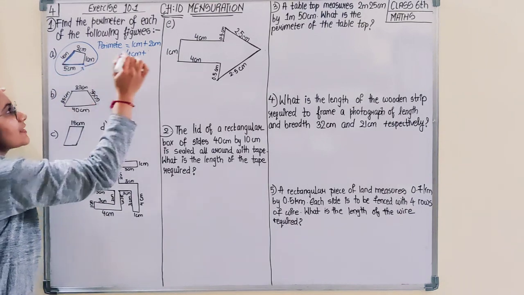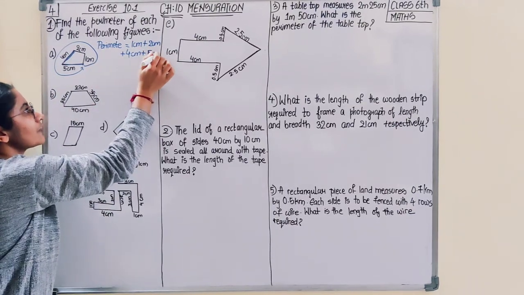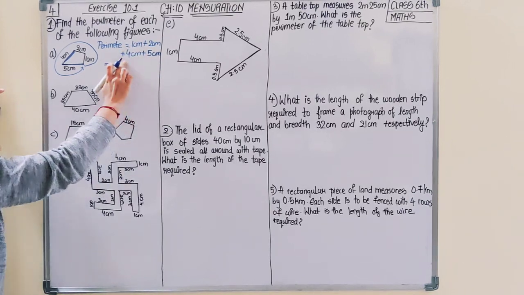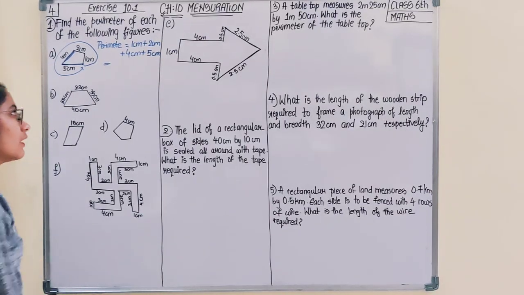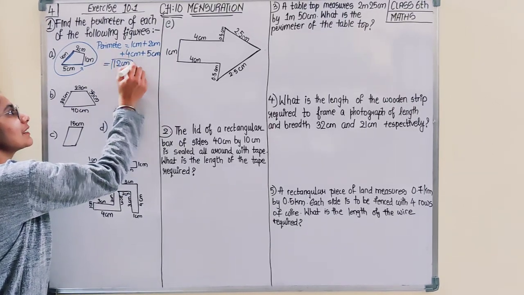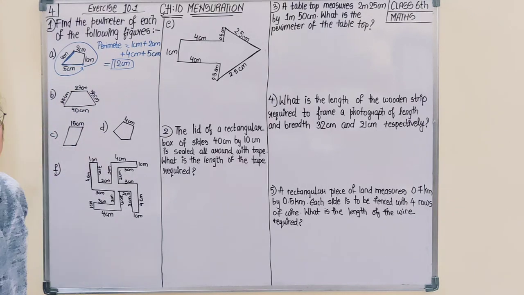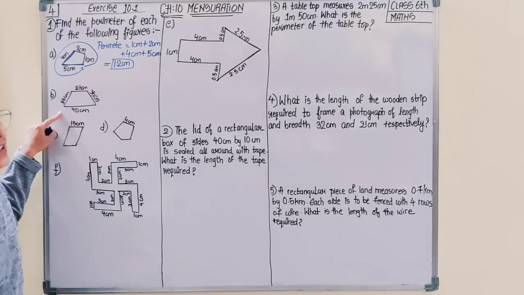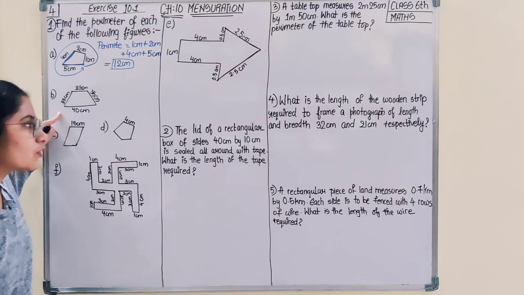This side is 5 centimeter. Now you have to add all these. 2 plus 1, 3 plus 4, 7, 7 plus 5, 12. 12 centimeter. So 12 centimeter is the perimeter of the given figure. Now you are aware of this. If I ask you to calculate this, it would be very easy for you.